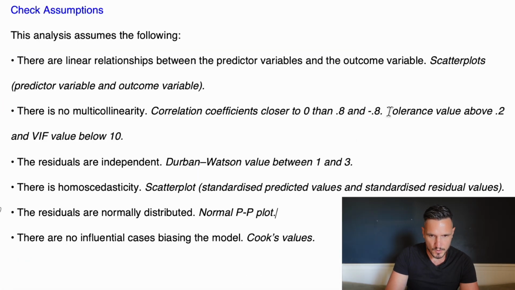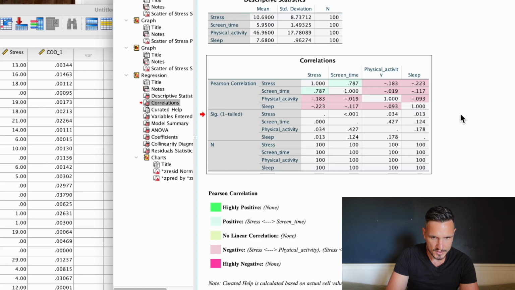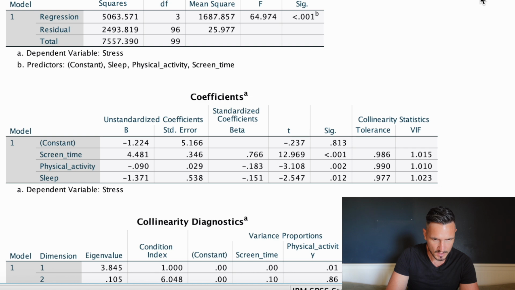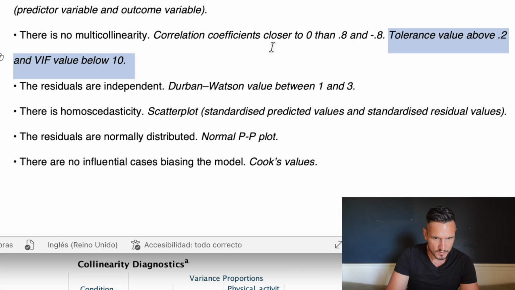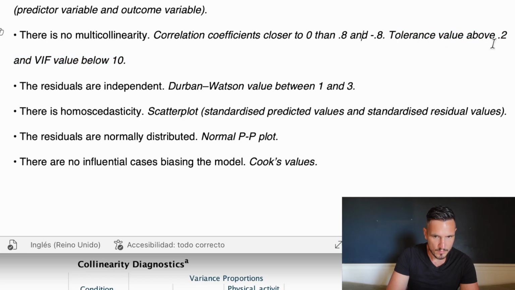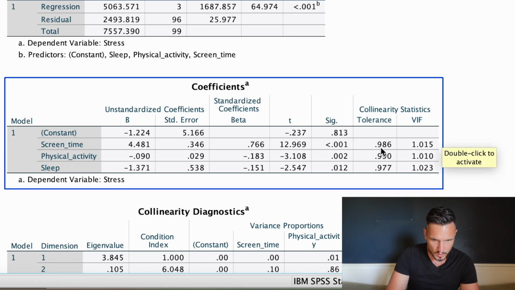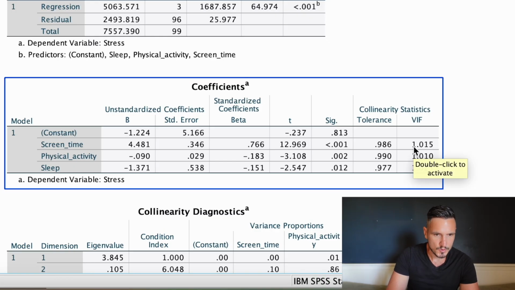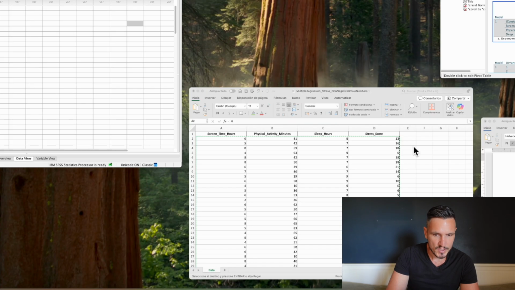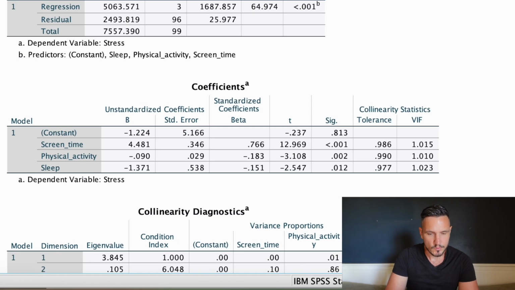However, we can also look at these tolerance and VIF values that are generated as well. So if we go down slightly, we can find these here in this coefficients table. And what we want to see is that we have tolerance values above 0.2 and VIF values below 10. So here we can see that all of these tolerance values are above 0.2 and all of these VIF values are below 10. So these statistics here also support the assumption that the predictor variables aren't too strongly related to each other.